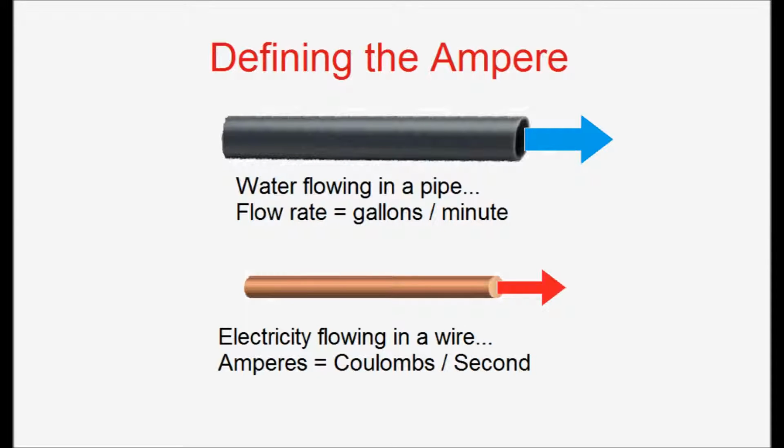Specifically, 1 ampere is equivalent to 1 coulomb passing by a point in a circuit each second. The symbol for current is the letter I, and its units are amperes. Hence, I equals Q over T.